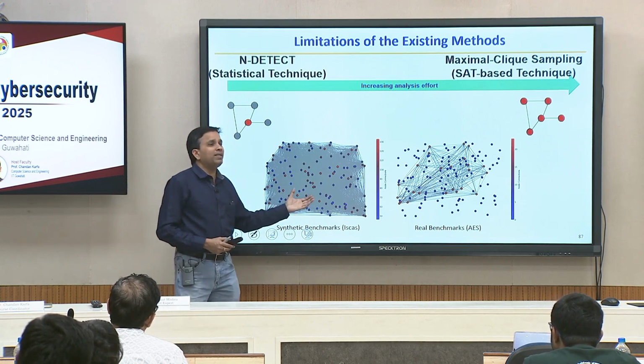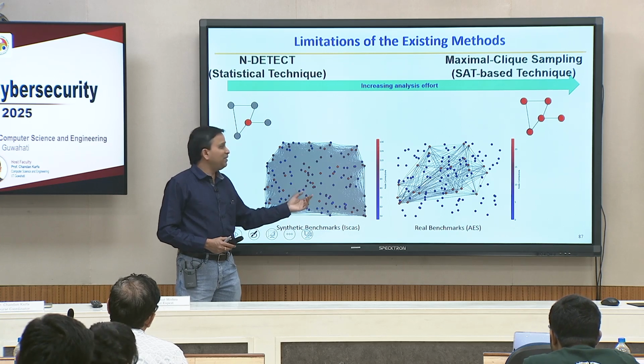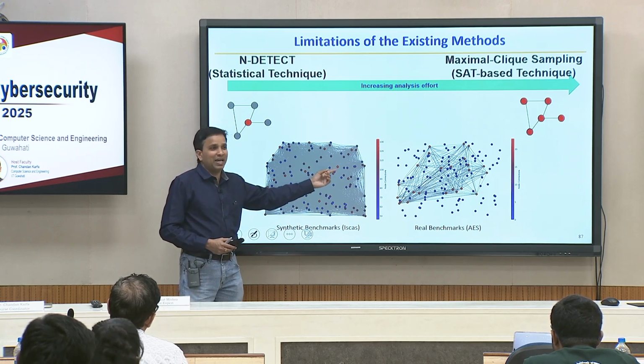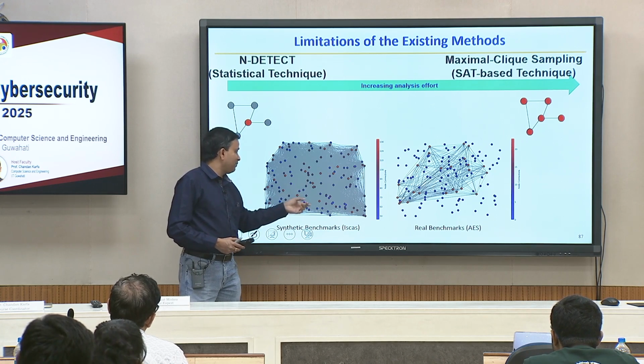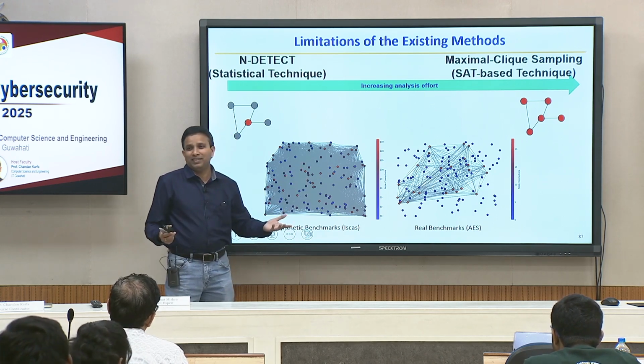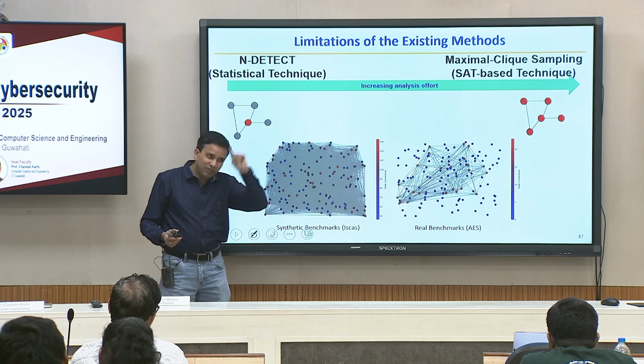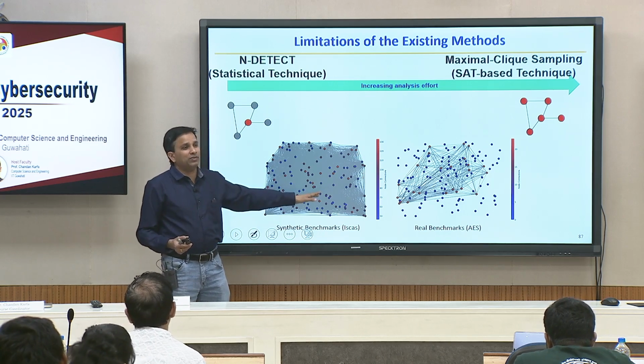This is like everybody connected to everybody. Then even if you activate it somebody 10 times, your probability of activating a few other people together is very high. Although n-detect theoretically failed, practically it worked.